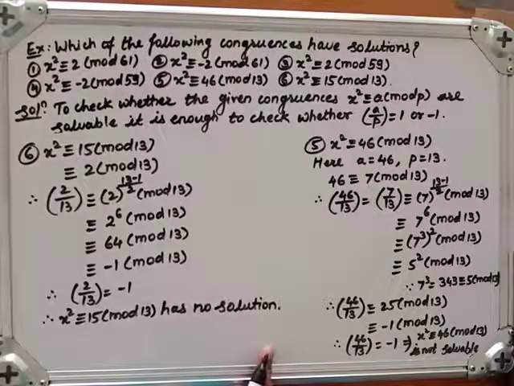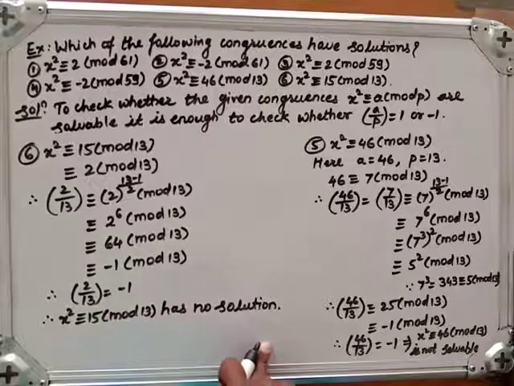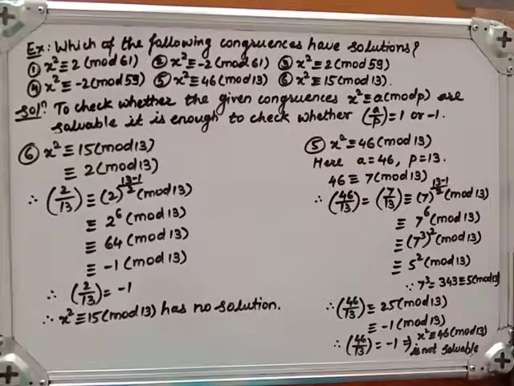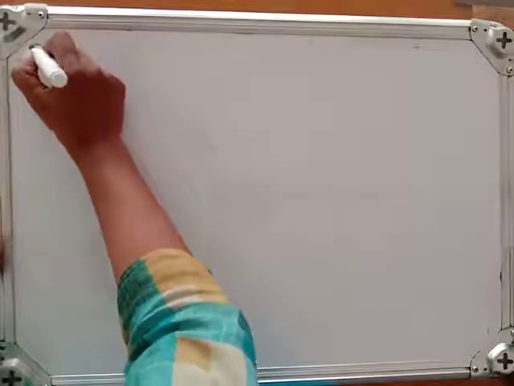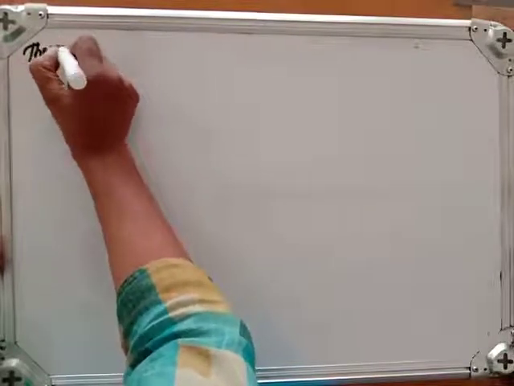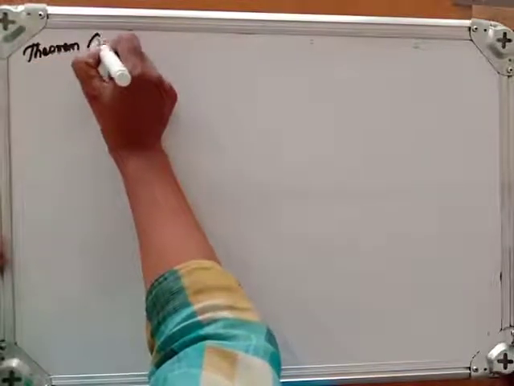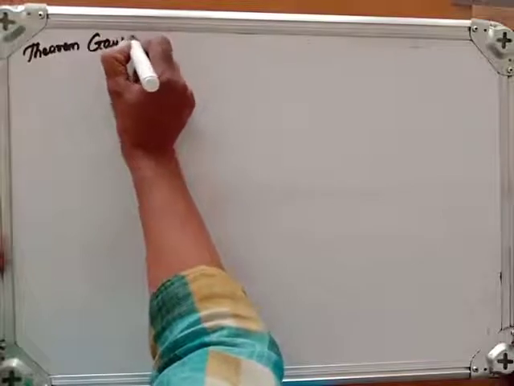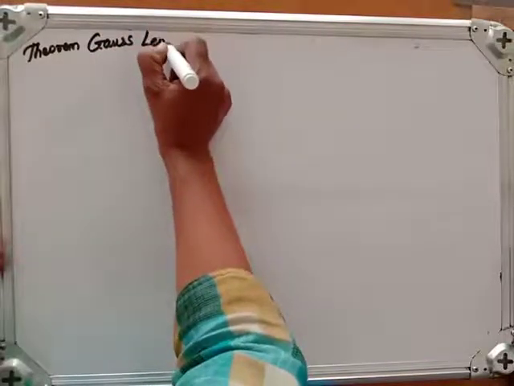Now, this is about this example. We can easily determine whether this congruence has a solution, or whether it is a quadratic residue or not, using the Legendre symbol. Now, let's go for an important theorem, that is Gauss's lemma. It is about the Legendre symbol again. So, let's see that one. We have to see the theorem, Gauss's lemma.